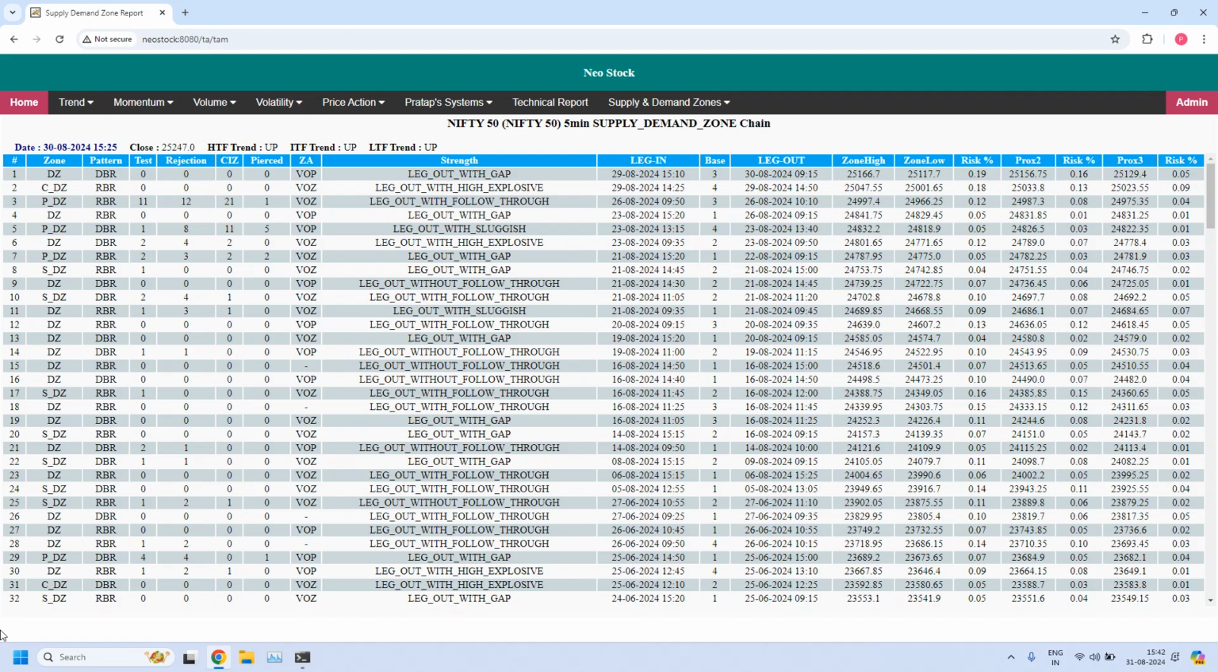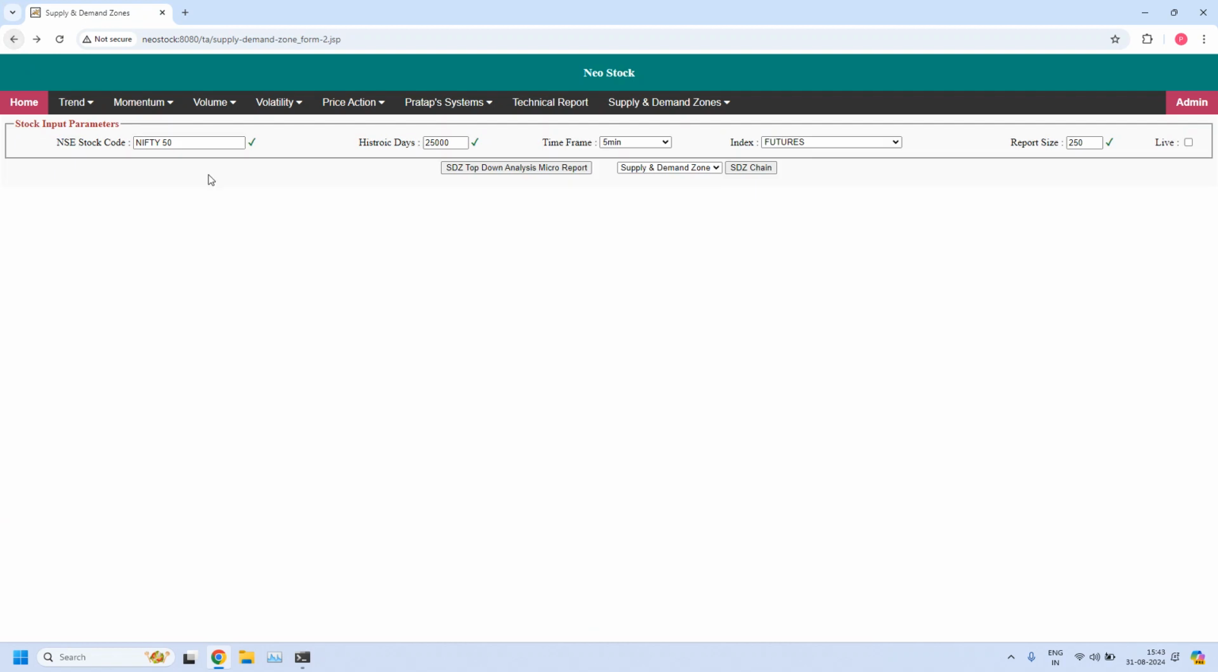So this is about Nifty supply demand zone chain. Next we will generate supply demand zone chain for Bank Nifty. So that is nothing but Nifty Bank index. So in the Bank Nifty indices, let's start with monthly time frame. I am generating monthly supply demand zone chain for Bank Nifty.